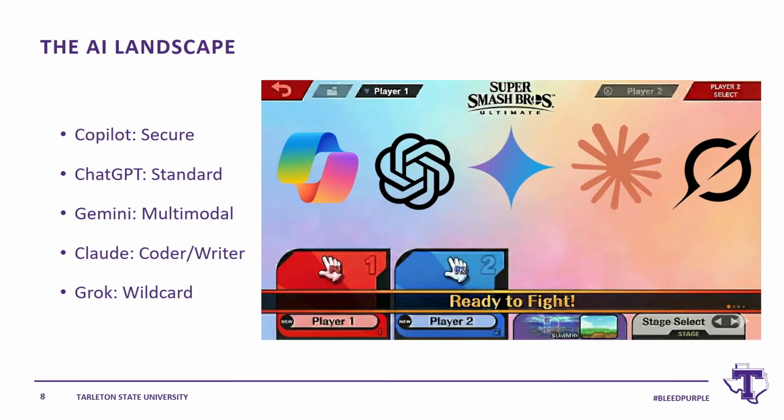Let's map the major players in AI. Copilot is Microsoft's secure AI, integrated into Microsoft 365. ChatGPT is the most widely used generative AI. Gemini is Google's multimodal model. Claude excels at writing and coding. Grok, developed by xAI, has unique access to X data. Each tool has different strengths, but most can be used equally well for a large number of typical tasks.